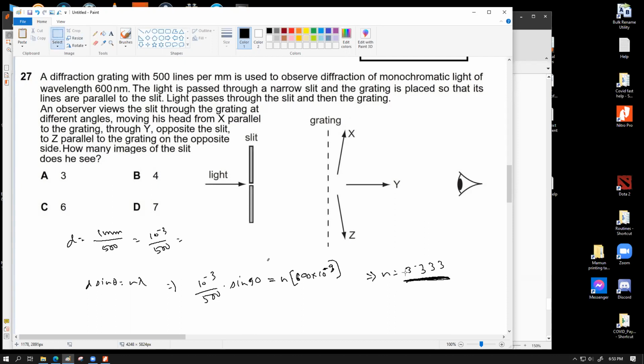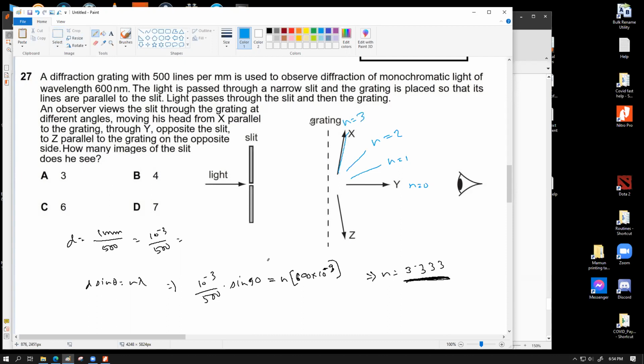be able to see 3 bright fringes on either side of the central maxima. So if I just try to draw over here, maybe with blue, this is going to be n equals 0. This will be present for all diffraction gratings whatsoever. This person is going to be able to see n equals 1 over here. He's going to be able to see n equals 2 over here. He's also going to see the image as n equals 3 over here.